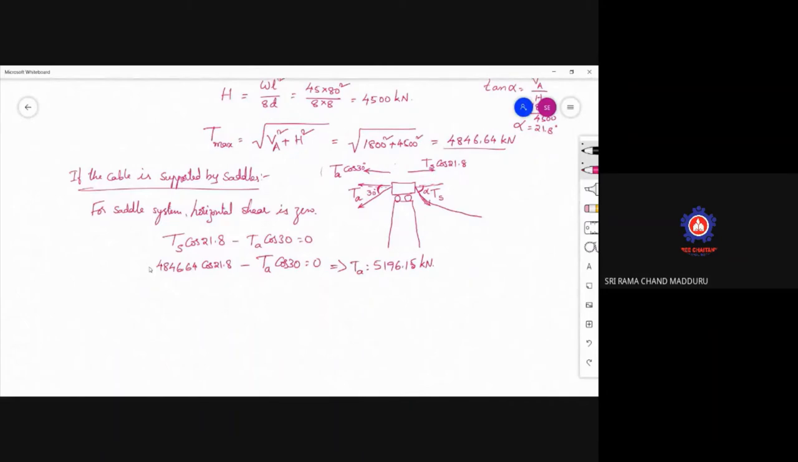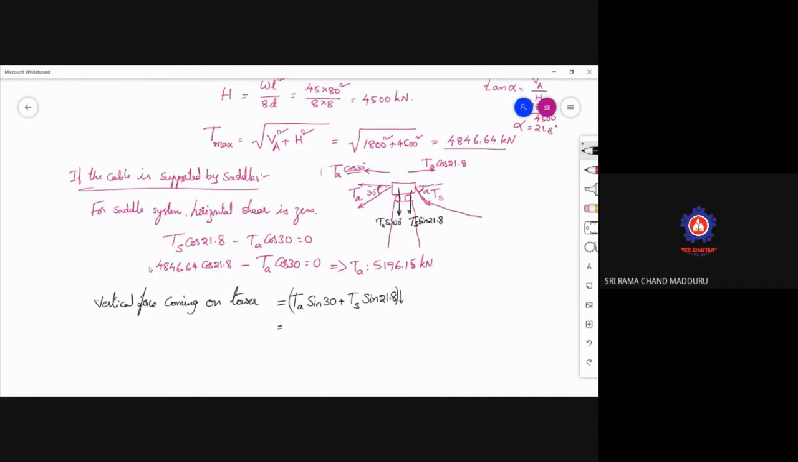Now see, when these cables are giving a tension force, they are inducing downward force on the supporting tower. So the vertical force coming on the tower is to be calculated. I'm not considering the sign here. This is a downward force: TA cos 30 is this one, and this is TA sin 30. And this is also TS sin 21.8. So this is TA sin 30 plus TS sin 21.8, which is acting in the downward direction.